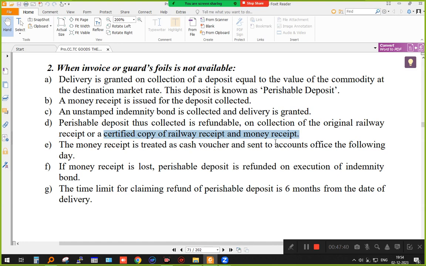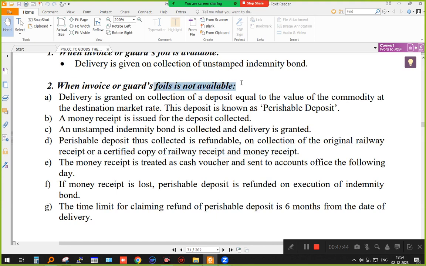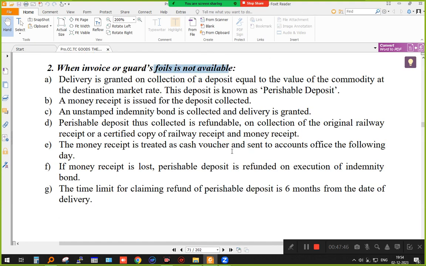Perishable deposit can be given back. Why are we collecting this? Because the invoice is not there. If the consignor or the consignee gets a Xerox copy, photostat copy or copy of the certified copy of invoice from the originating station, or the original RR, and along with the money receipt which we have collected for the deposit, if he surrenders both, it need not be an original RR.